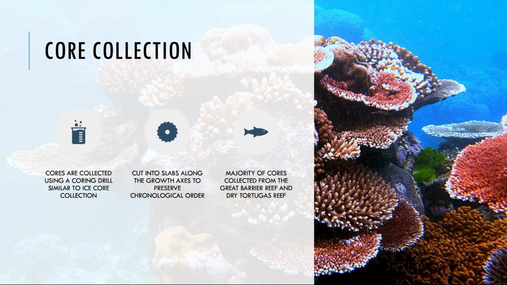Coral cores are collected in a similar process to that of ice cores. The coring method uses a 24-inch coring drill with a 4-inch diameter core barrel. After the core is extracted, the hole is filled with a compatible substratum to avoid damage to the living coral. The cores are then cut into slabs along the growth axes to maintain chronological order of layers.